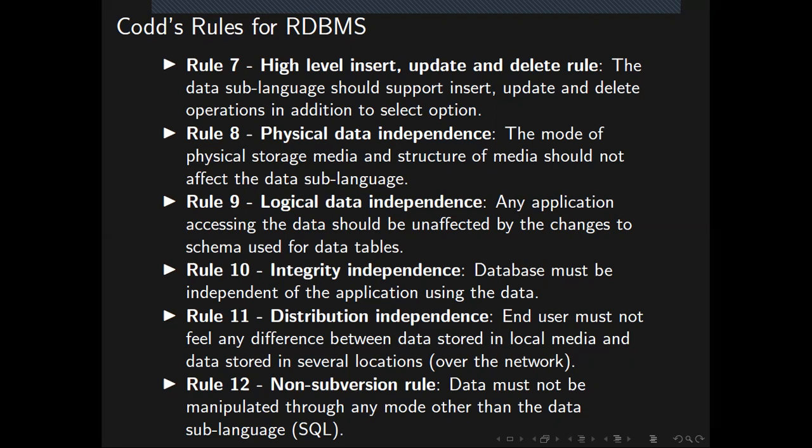Integrity independence rule. Distribution independence rule states that whatever geographical location the data is stored in, in the United States, in Germany, in Britain, in Singapore, wherever it is stored, I am not bothered. You have to give me the result as if the data is stored in a local computer. I'm not bothered about the distribution of the data.